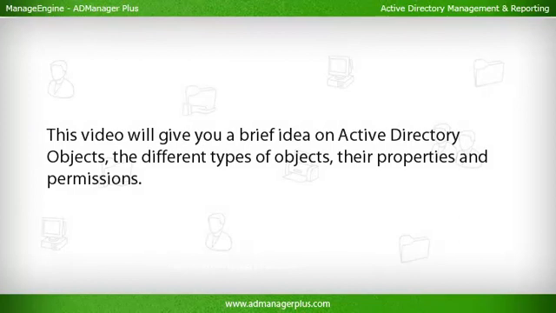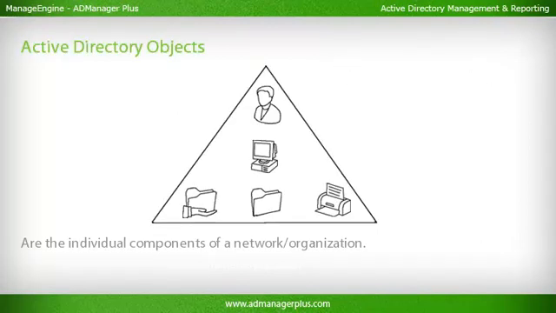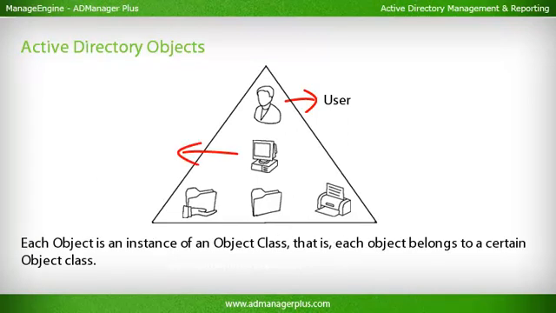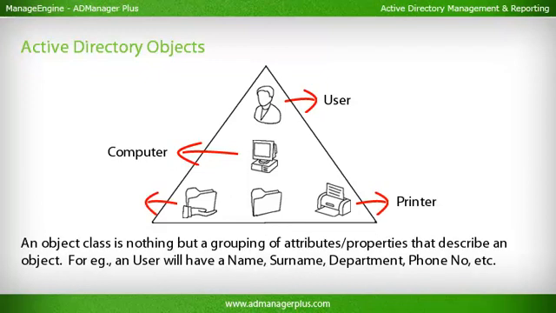This video will give you a brief idea on Active Directory objects, the different types of objects, their properties and permissions. Active Directory objects are the individual components of a network organization. Each object is an instance of an object class. That is, each object belongs to a certain object class. An object class is nothing but a grouping of attribute properties that describe an object.